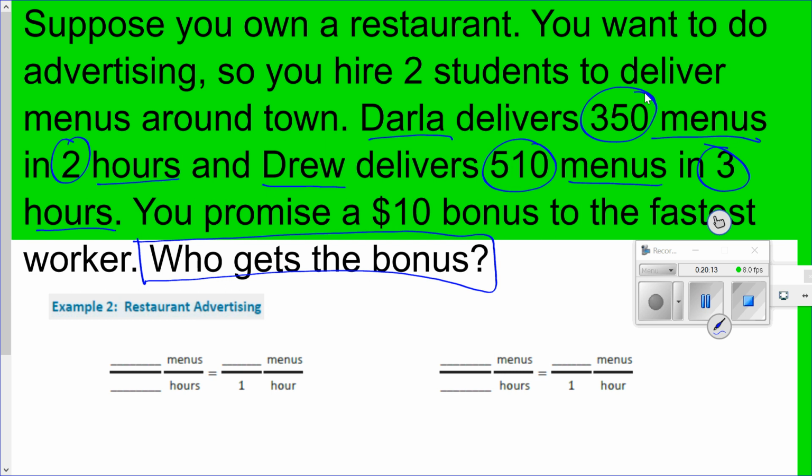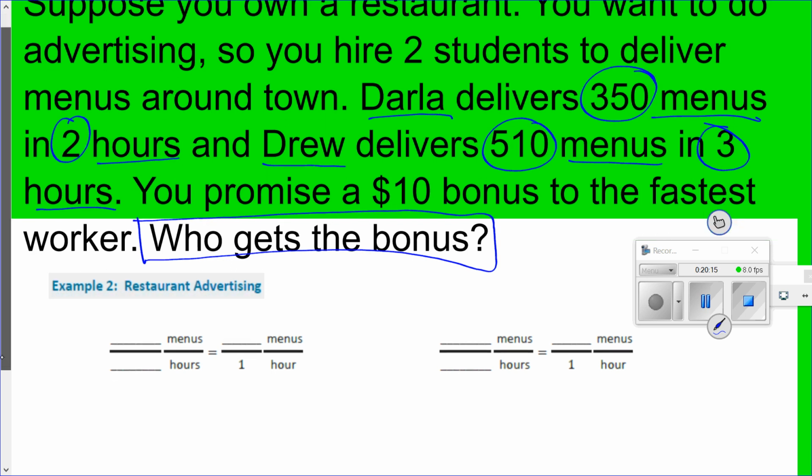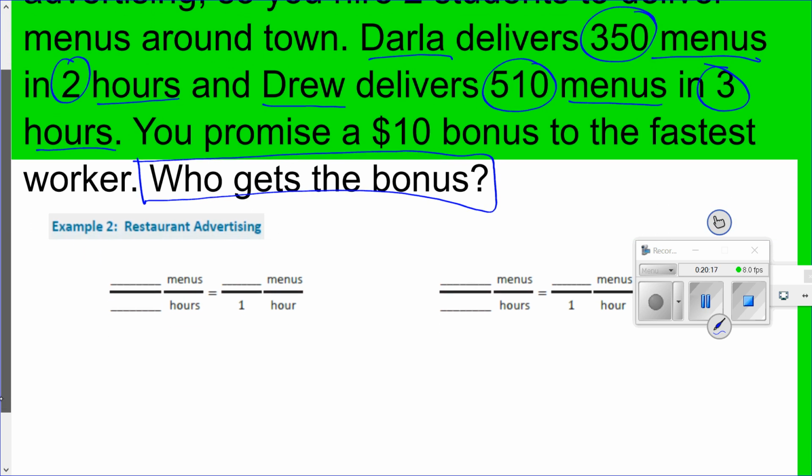So we have to use the information they gave us for each person to figure out their rates. So let's start with Darla. What do we know about Darla's delivery skills? Anybody? Just tell me. 350 menus in 2 hours, and we are going from 2 hours to 1 hour because they already gave that to us. So what do I do to 2 to get to 1? So that means I have to do the same thing to 350.